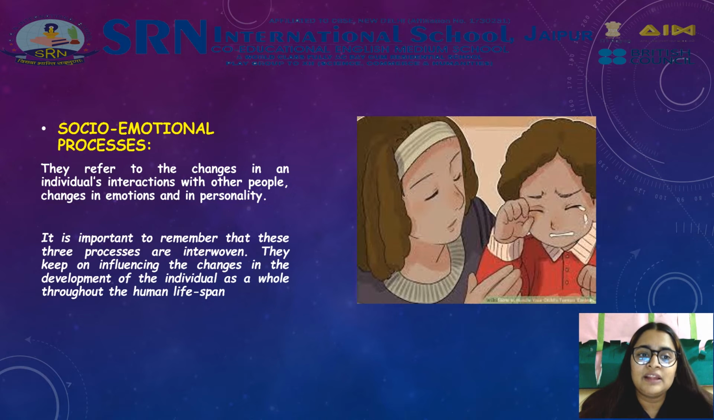Now we can say that these three processes, first is biological, then cognitive and socio-emotional, they work together. They are closely knitted together. That means that they work hand in hand, and they are influencing change in the development of an individual as a whole, and this carries on in our life.